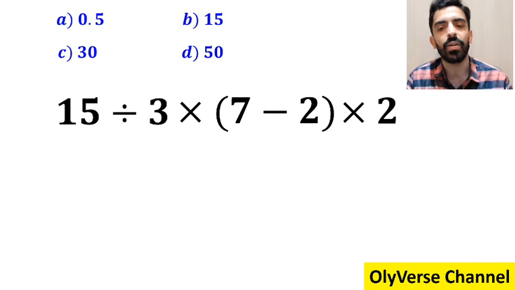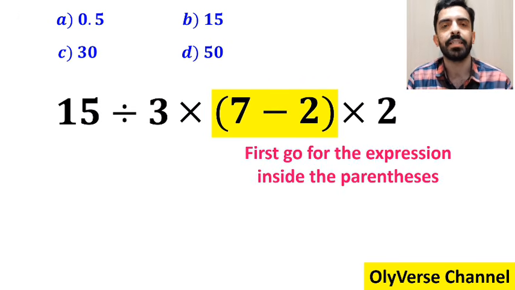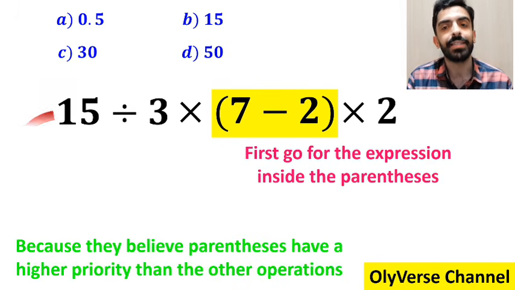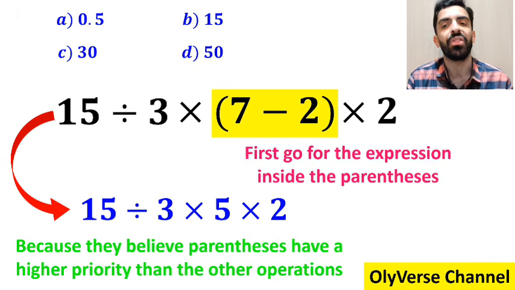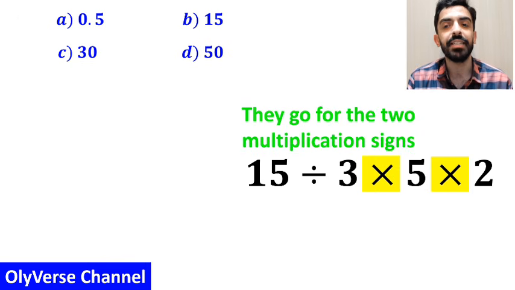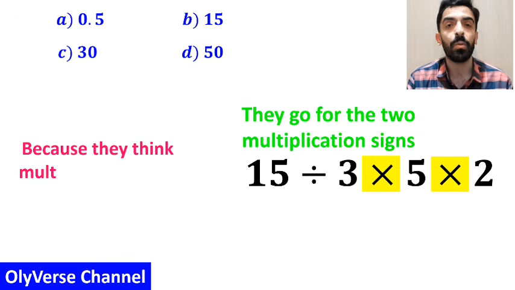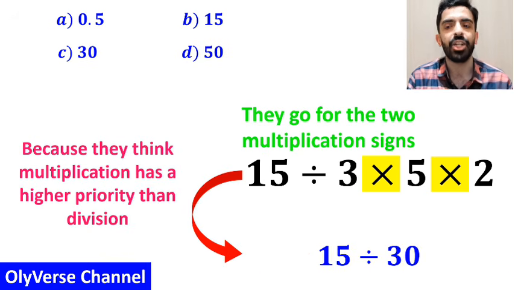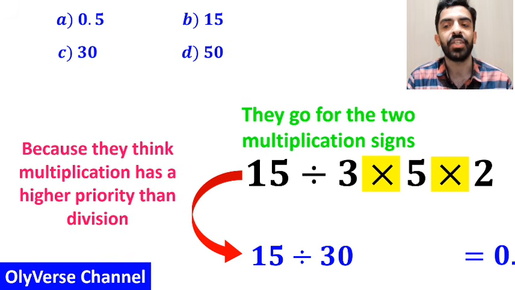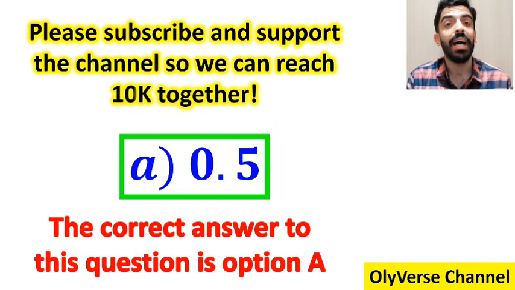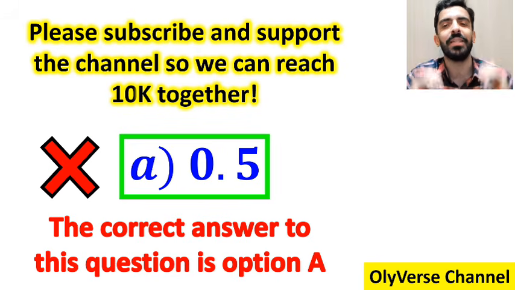Many people when trying to solve this question first go for the expression inside the parentheses because they believe parentheses have a higher priority than the other operations. So, they simplify this expression to 15 divided by 3 times 5 and multiplied by 2. And in the next step, they go for the two multiplication signs that I've highlighted in yellow because they think multiplication has a higher priority than division. So, instead of this expression, they write 15 divided by 30, which finally gives them the answer 0.5. And immediately, they conclude that the correct answer to this question is option A. However, this answer is absolutely wrong.